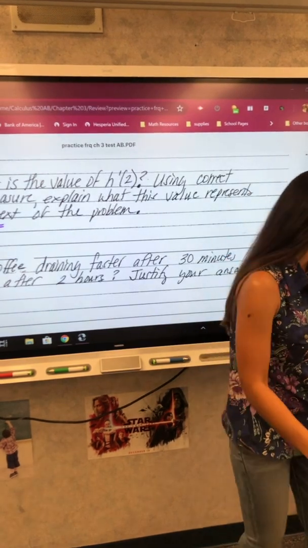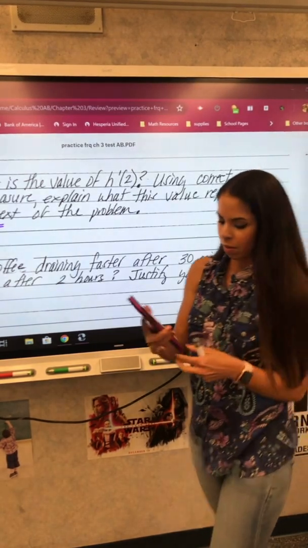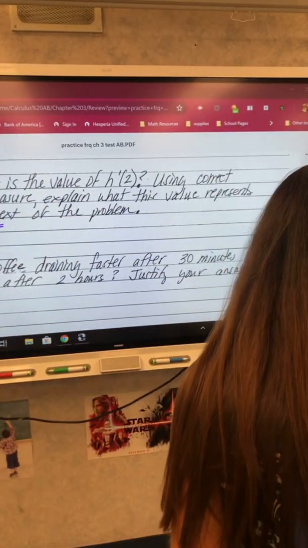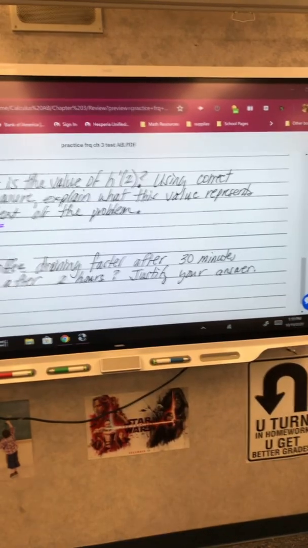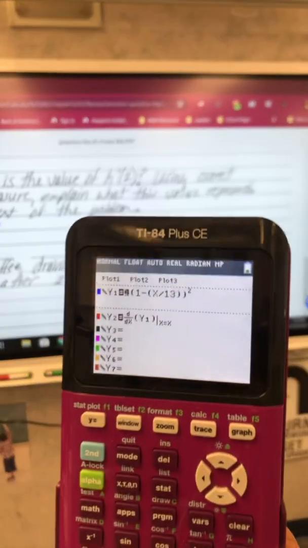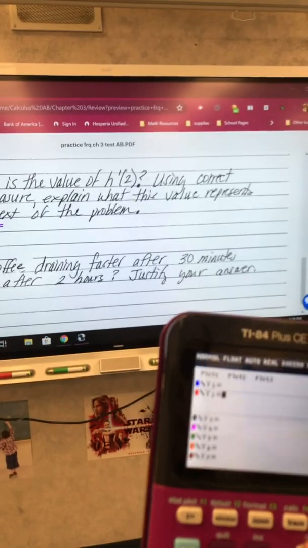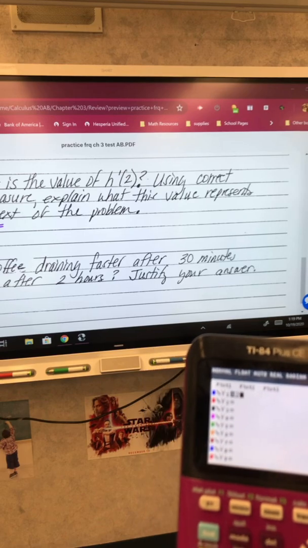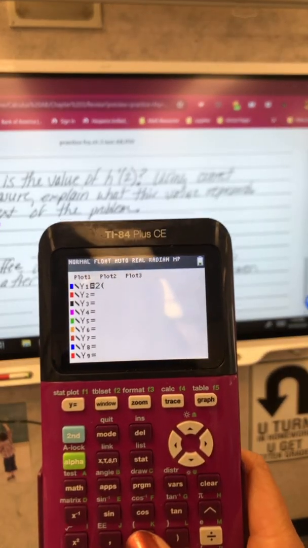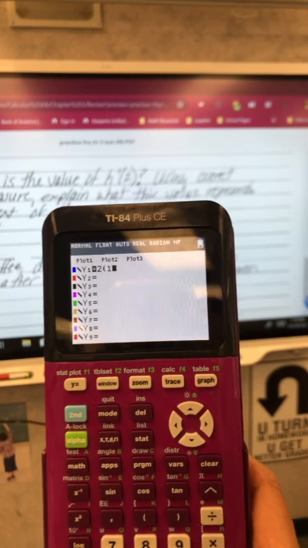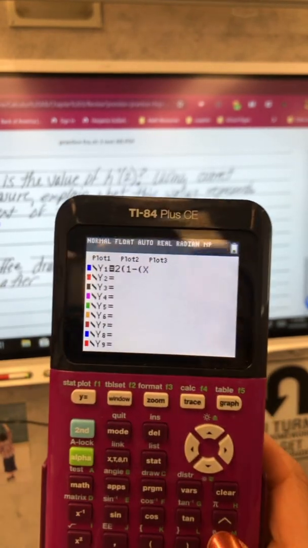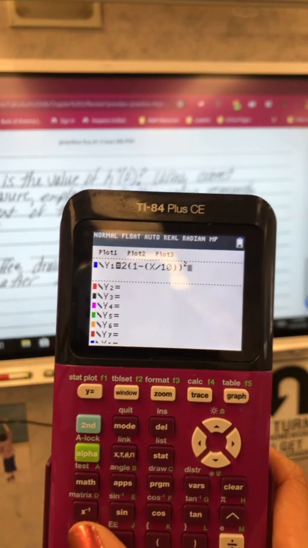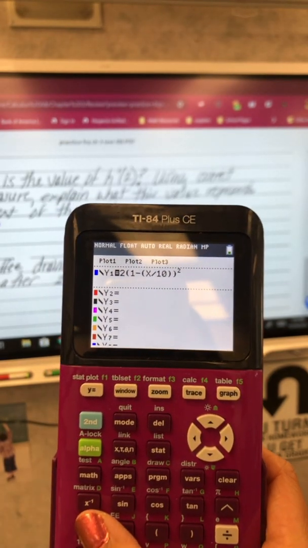So I'm going to switch over to my calculator, and I'm gonna put it in front of you guys so you can see. But I need my paper so I can see what to type in. Okay, here's my graphing calculator. Let me clear out what I have in there. So the function is h of t equals 2 times parentheses, 1 minus x over 10 in parentheses, close parentheses, and then square it, because that's the function.